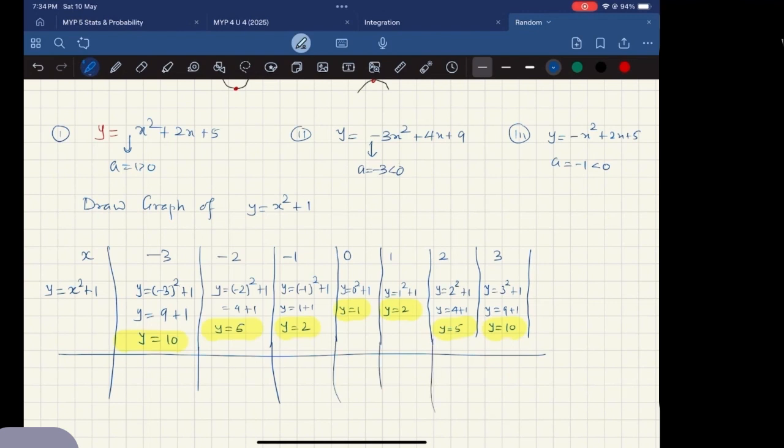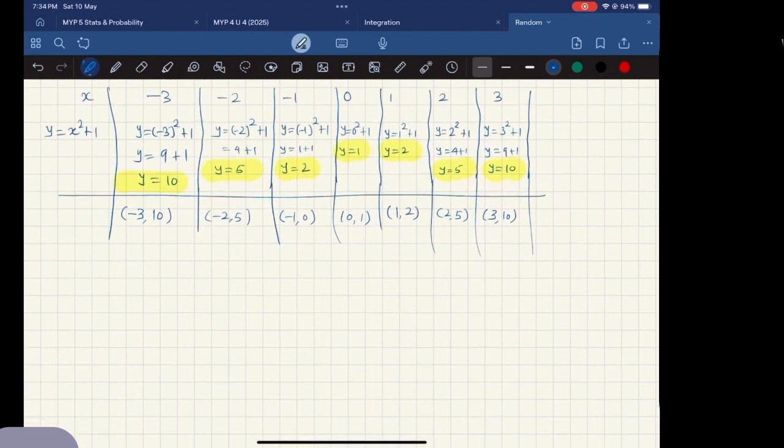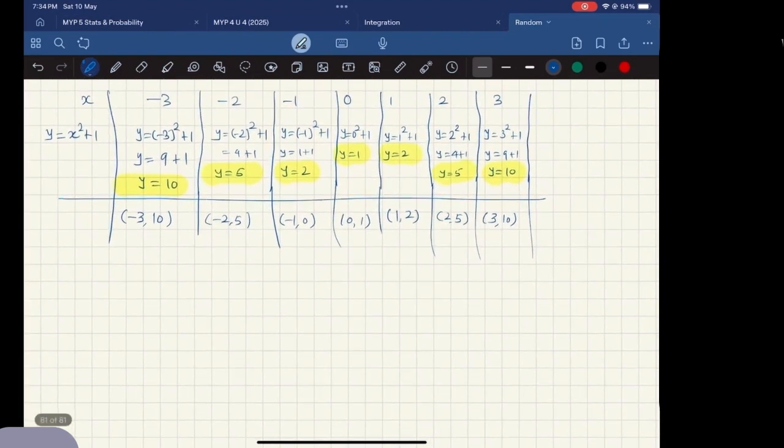Great. So guys, what happens, this will be taken as a point (-3, 10). This will be taken as (-2, 5). This will be (-1, 2). This will be (0, 1). This is (1, 2). This is (2, 5). And this is (3, 10). Now what we need to do is we need to plot it on the graph.